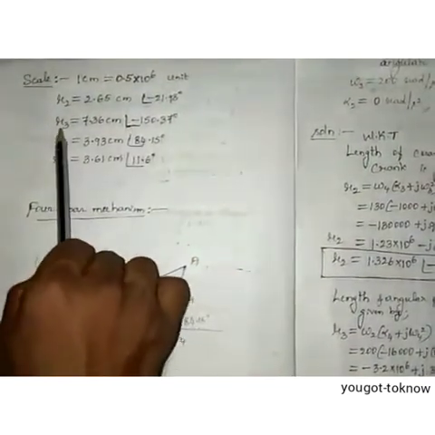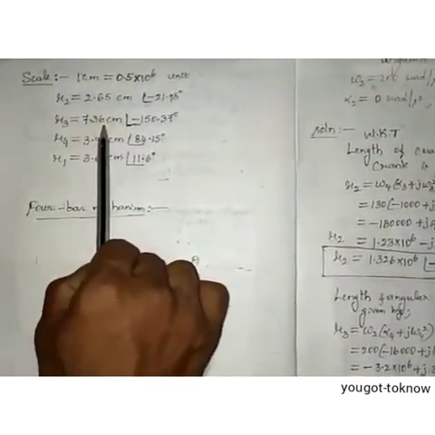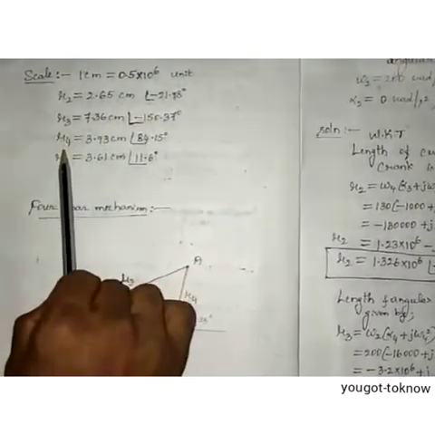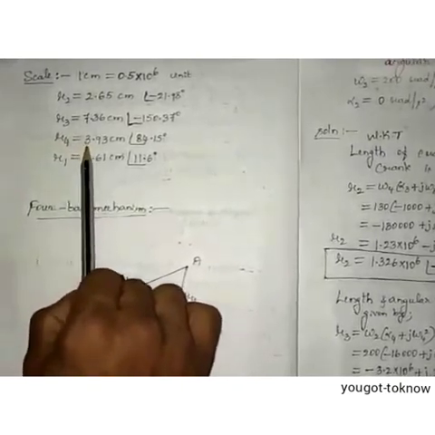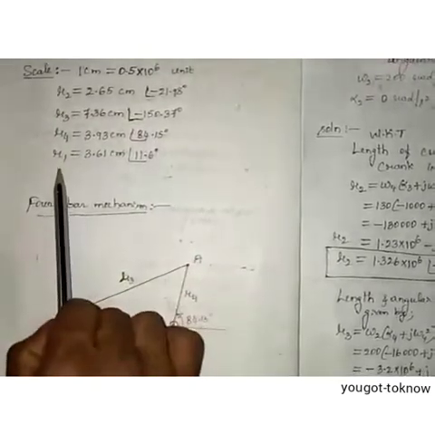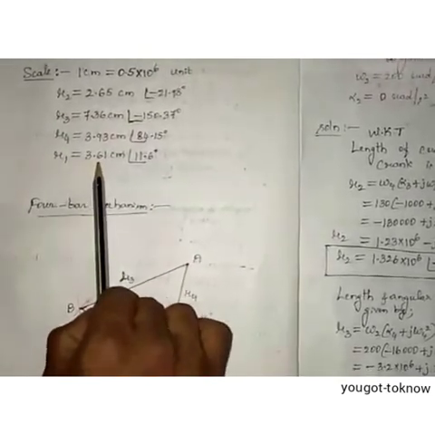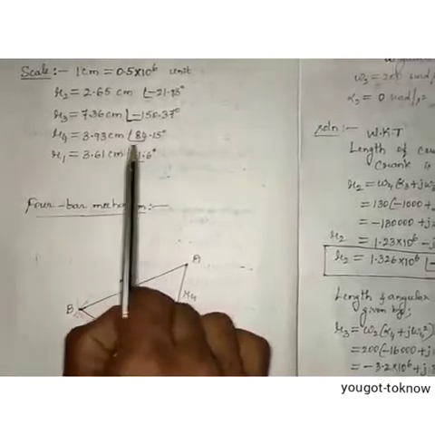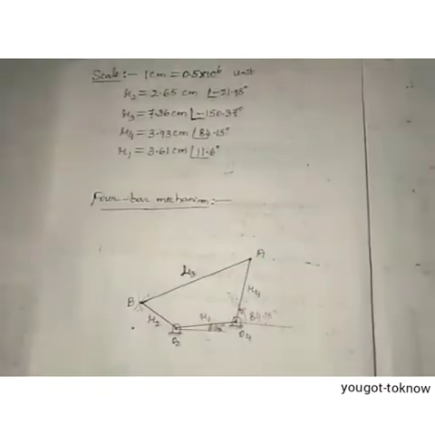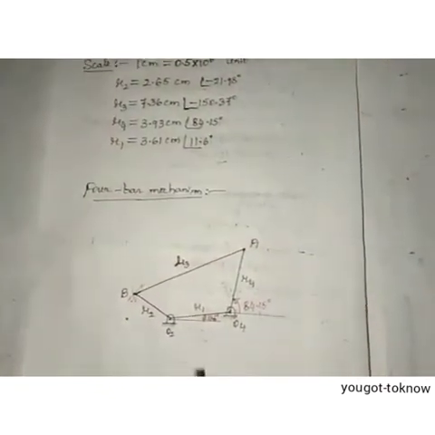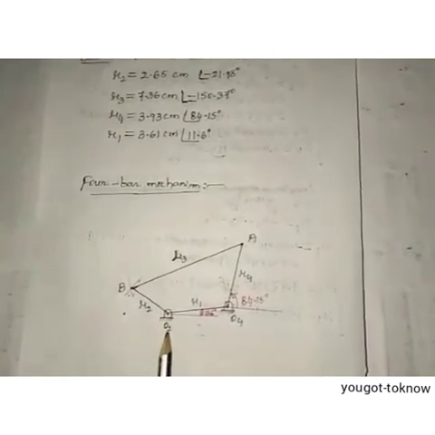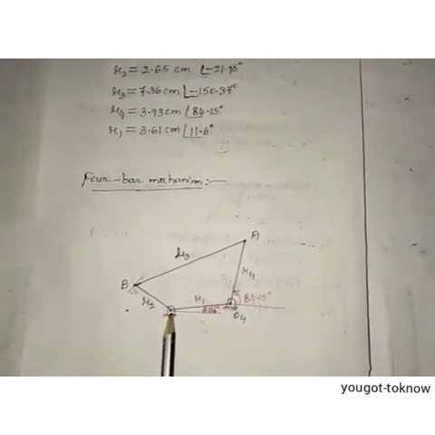Similarly, R3 equals 7.36 centimeter. Keep the angular position as it is. R4 value is 3.93 centimeter and its angular position, and R1 value equals 3.61 centimeter, then its angular position is 11.6 degrees. So using these values, first consider a point, call it O2. This is one end of the frame.